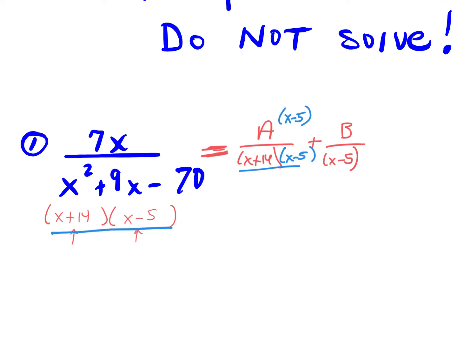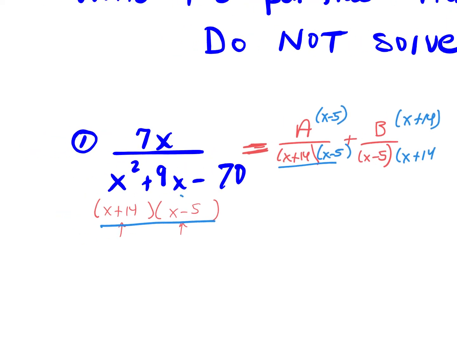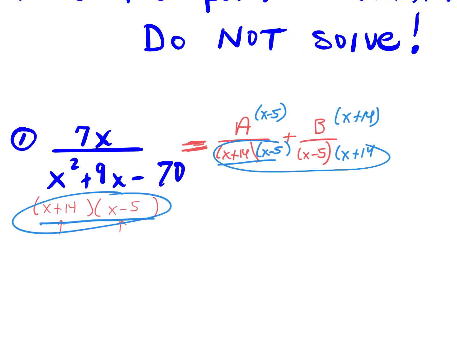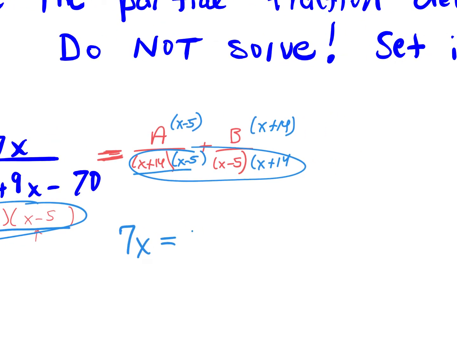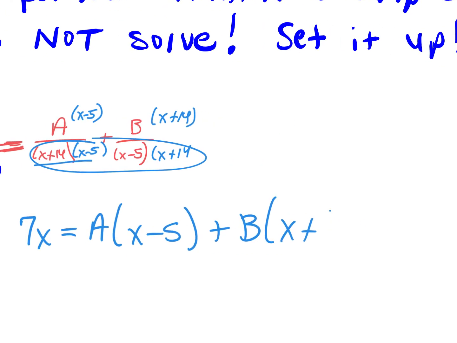Mm-hmm. So then you do the same thing with the second fraction. It has the x minus 5. What is it missing? X plus 14. You would multiply it by the bottom and the top. So now if you notice, guys, this side has the same denominator as this side. That's what makes you be able to just cross off the whole denominator and just say, okay, here is an equivalent equation. 7x equals A times x minus 5 plus B times x plus 14.